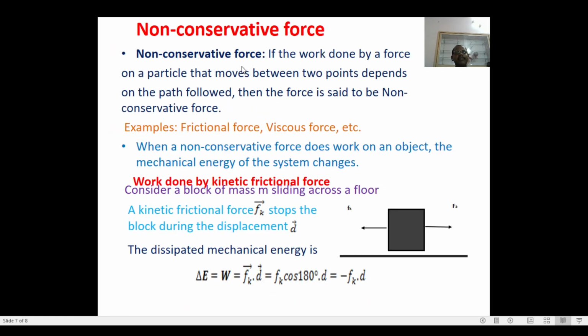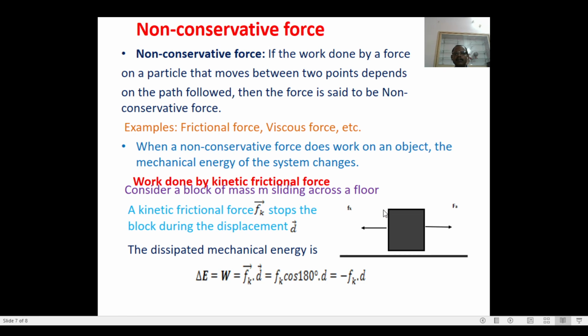Non-conservative force: if the work done by a force on a particle that moves between two points depends on the path followed, then the force is said to be a non-conservative force. Examples: frictional force, viscous force, etc. When a non-conservative force does work on an object, the mechanical energy of the system changes. Now I will take an example: work done by kinetic frictional force.